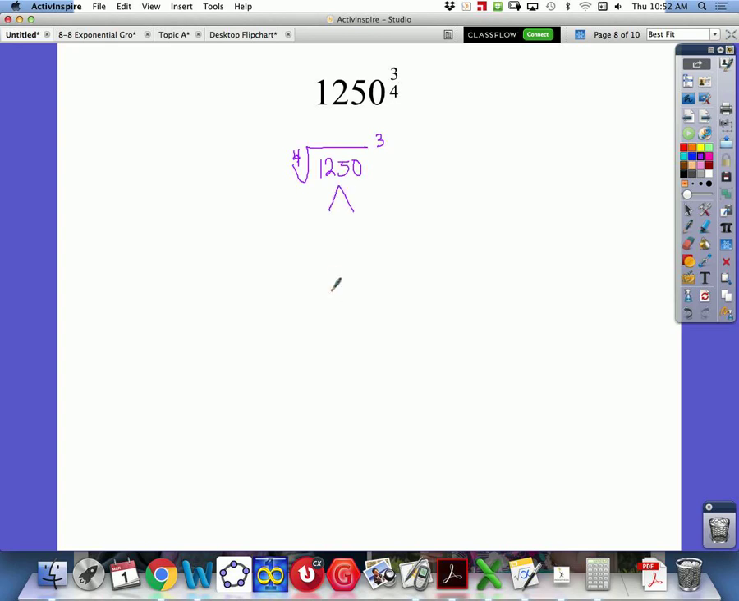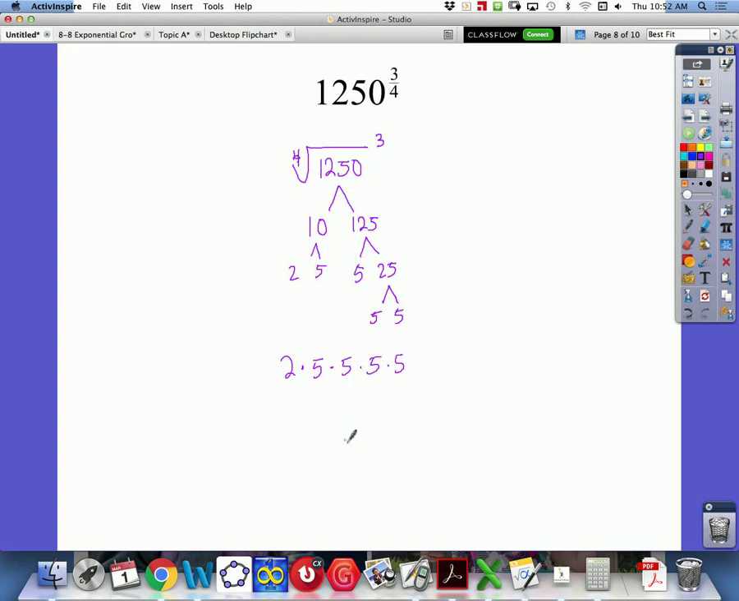Now I'm going to try and break this down. I see a 0, so I'm going to do 10 and 125. That 10 gives me 2 and 5. That 125 is 5 and 25. And then that 25 is another 5 and 5. So if I list this out, that's 2 times 5 times 5 times 5 times 5.